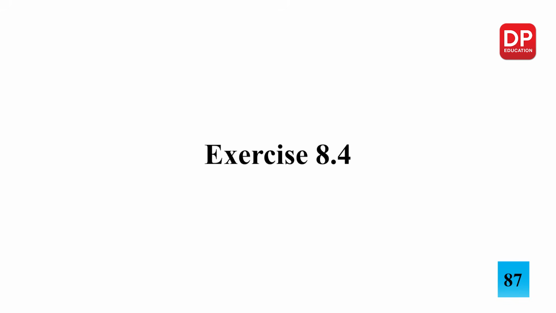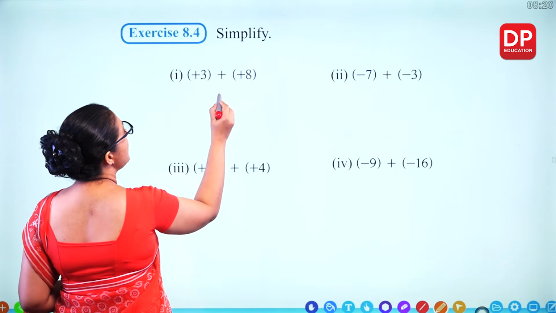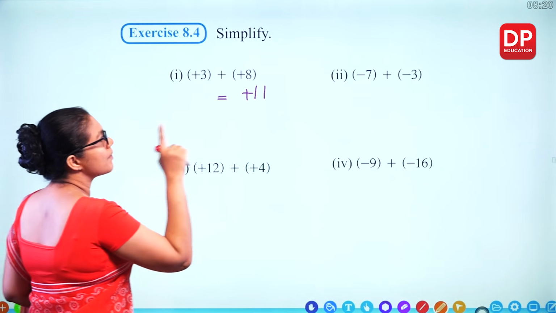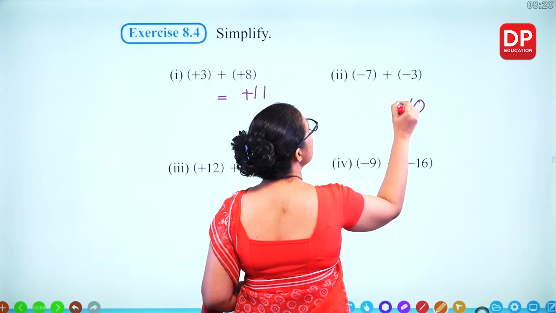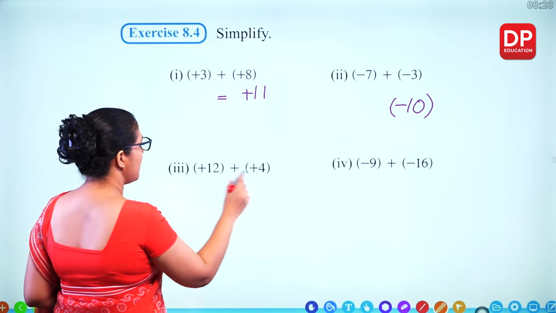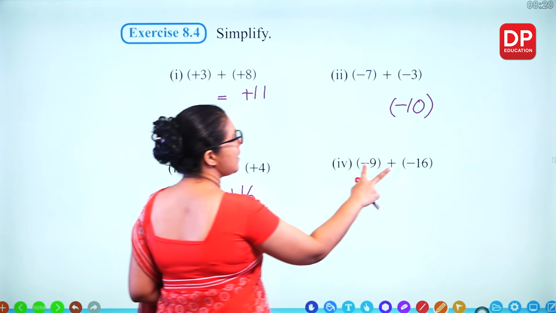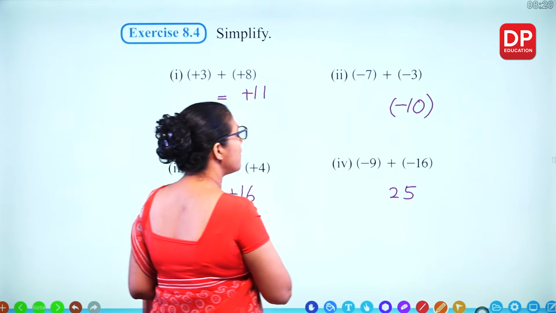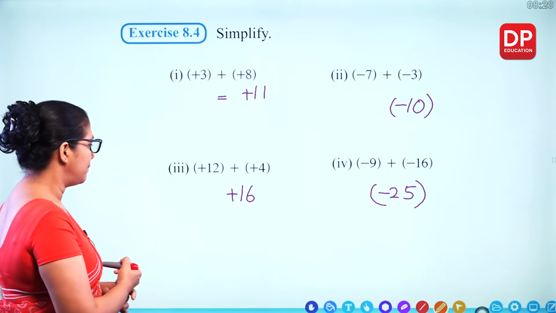Exercise 8.4. Simplify. Now both same sign addition. 8 plus 3, 11. This is plus. Both same sign, 7 and 3, that's 10. Both negative, so negative 10. 12 and 4, both positive. 12 plus 4, 16, that's plus. 9 and 16 addition, 25. Both negative, so negative 25.